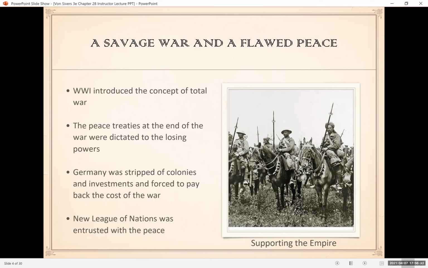Now, there was also fighting in Switzerland. In the southern part, the Tyrol, which was still not part of Switzerland at that point, it was part of the Austro-Hungarian Empire, and you had Italians and Austrians fighting each other. But supporting the empire was an important process.